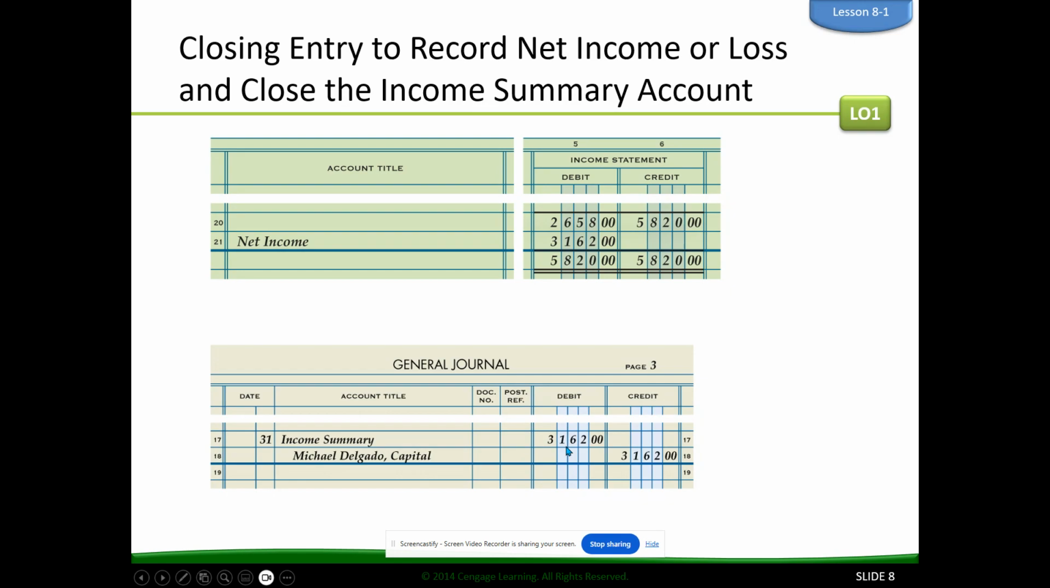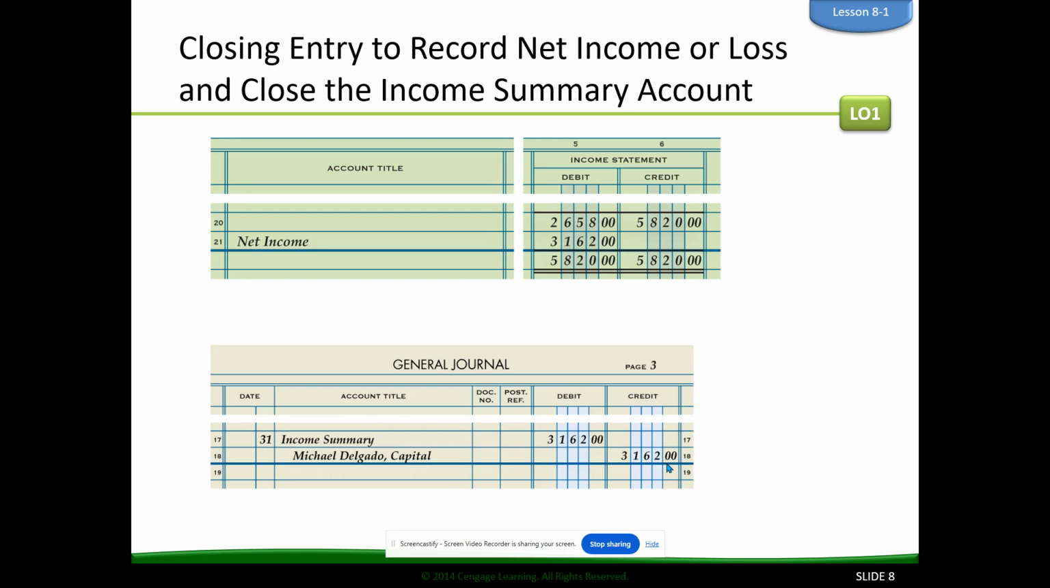So that $3,162 is going to be put into capital, because remember, capital is investment. And in a small business, every amount of profit that we make gets invested back into the business, which means that net income gets invested back into the business. And the account we use for investment is capital.